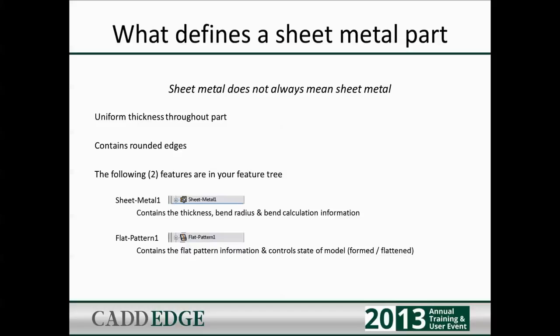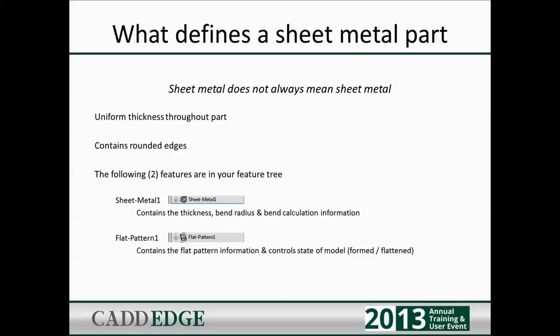The other rule is that it must contain rounded edges. Depending on the method I use to create the part, this may or may not be the case along the way, but in the end, to use the sheet metal functionality, I need to have rounded edges. So again, if I have a box, the bottom corners have to be rounded in the end.